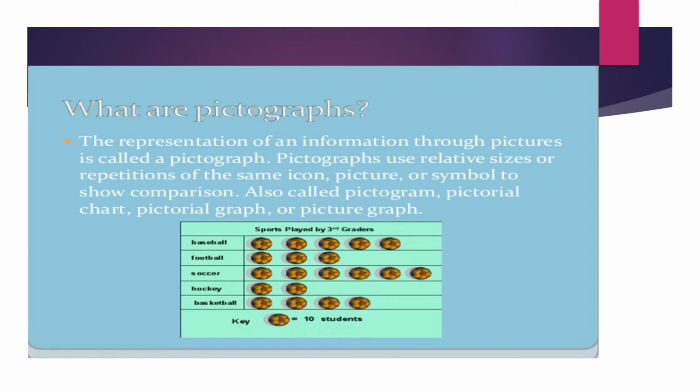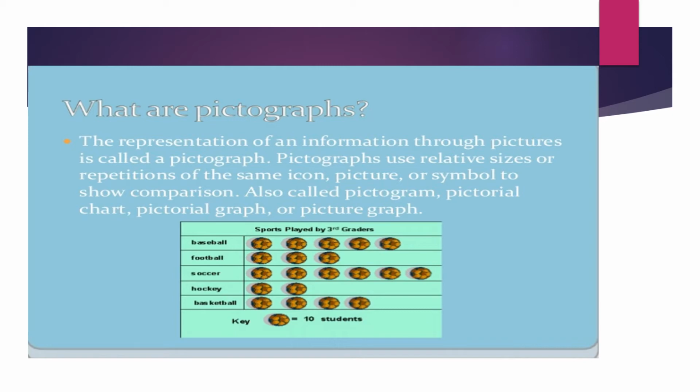Now what is a pictograph? Last year we all learned pictograph, where data is represented in a compact form and also in a picture format. The representation of information through pictures is called a pictograph. Pictographs use relative sizes or repetition of the same icon, picture, or symbol to show comparison. It is also called a pictogram, pictorial chart, pictorial graph, or picture graph.